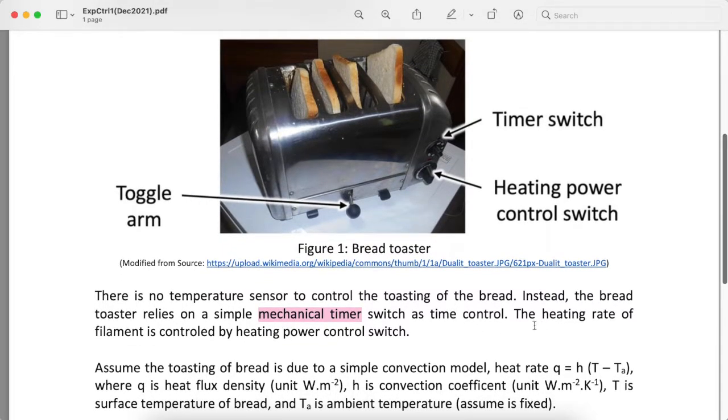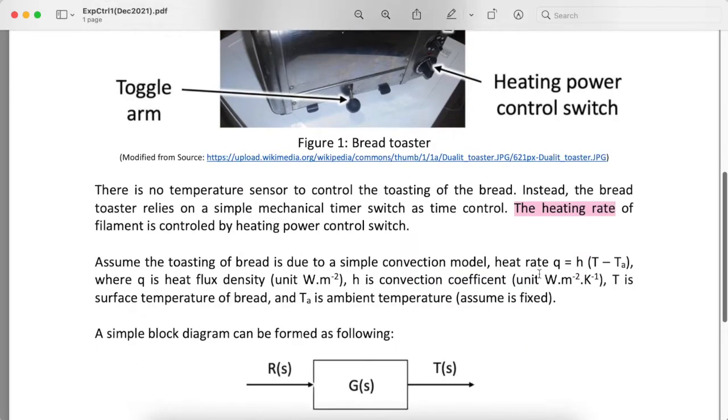Then the filament itself is actually being controlled by this heating rate. This heating rate means the ampere or the power being supplied to the filament itself. That power is controlled by this heating power control switch. You may turn it to the maximum, just like the iron. You have your cloth iron, you can control the power, to control whether the temperature should be high or low. So that is the heating rate of the filament.